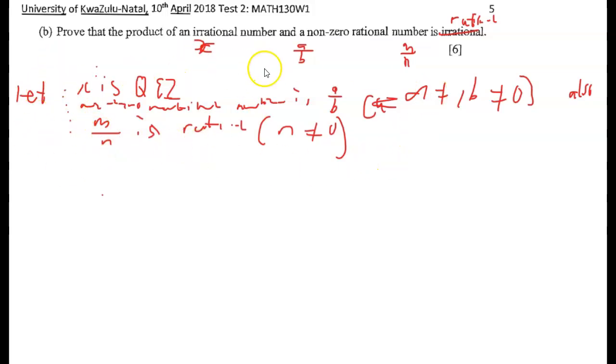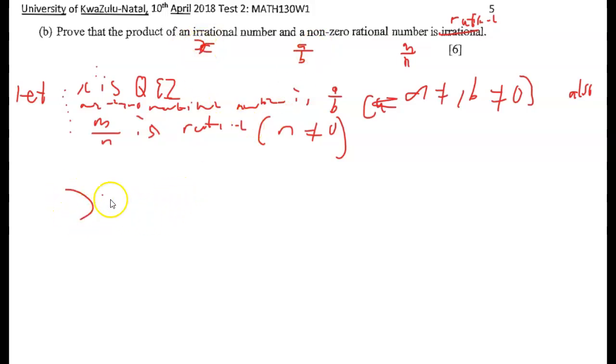We're done with what we did. But now let's prove it, the fun part. So do what they're telling you: prove that the product of an irrational and non-zero rational number is irrational. Product means times, so you must multiply the irrational by the non-zero rational.